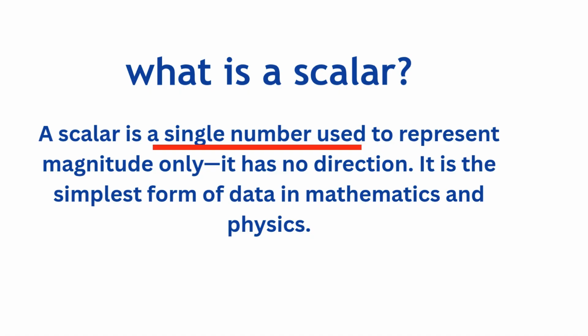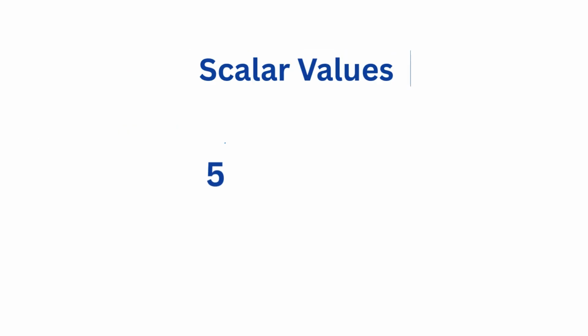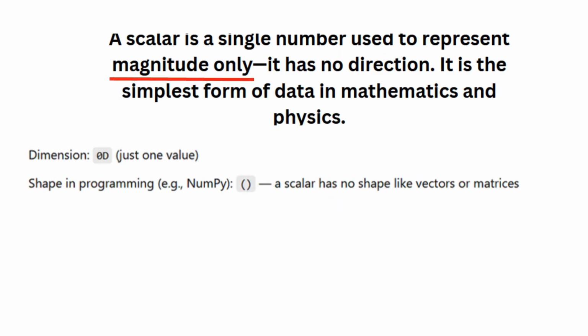It is a single value. Say for example, you have 5 or minus 3.5, some value. I'm just putting some numbers. So this is a scalar. Okay, in physics, a scalar is just a magnitude. It does not have any direction.